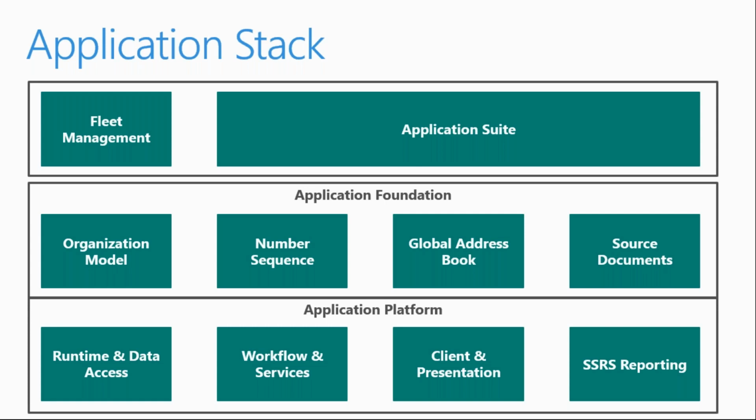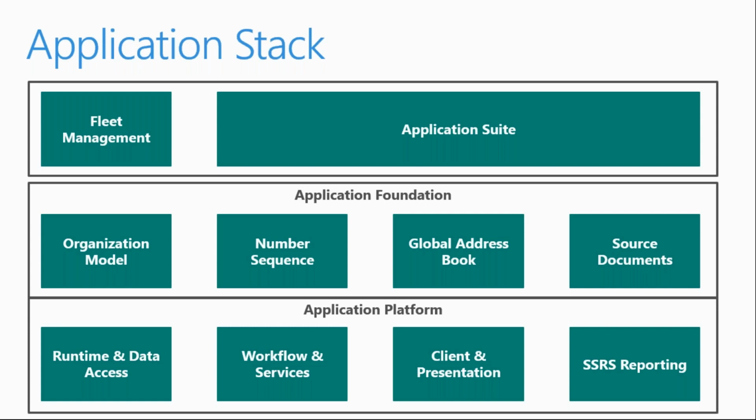So next is the application foundation package, a model. Here we have process-specific things like the organization model, number sequence, global address books, source documents, and a few more. These kinds of specific functionalities are available in the application foundation model. And these two, application foundation and platform, are non-touchable. This means Microsoft still owns them.